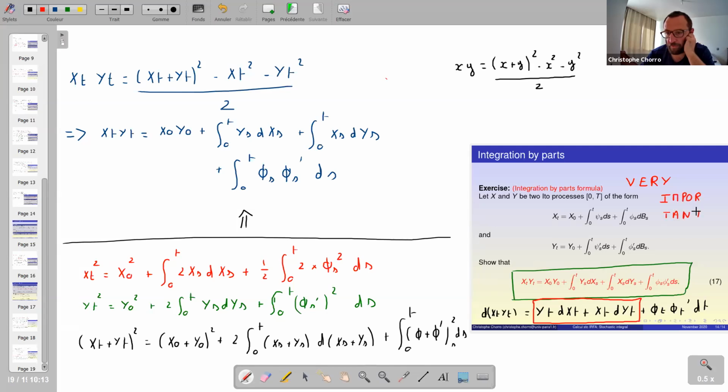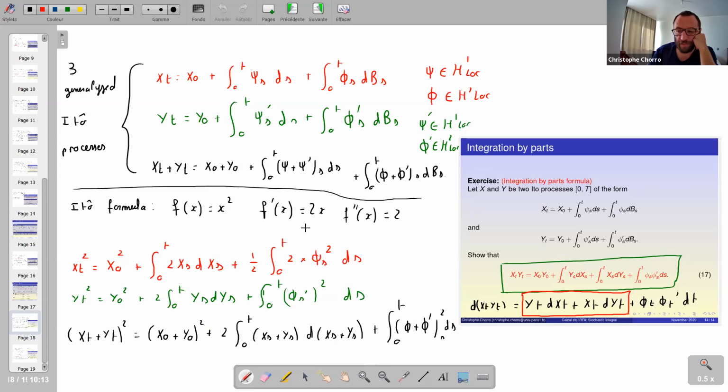It's the integration by parts formula for generalized Ito processes, and I am able to obtain it because, if you see what I have written here, it's a consequence of the Ito formula, or the generalized Ito formula, that I can apply to the square mapping, because I have relaxed the integrability condition in the definition of the stochastic integral. Okay, so I have this.